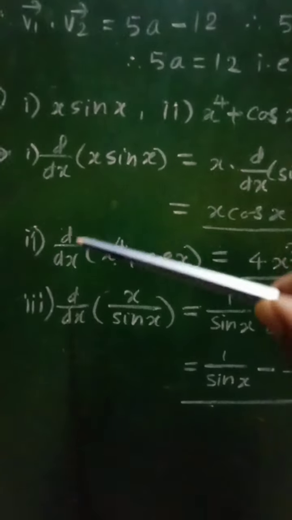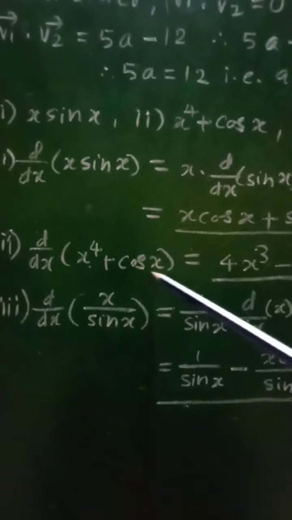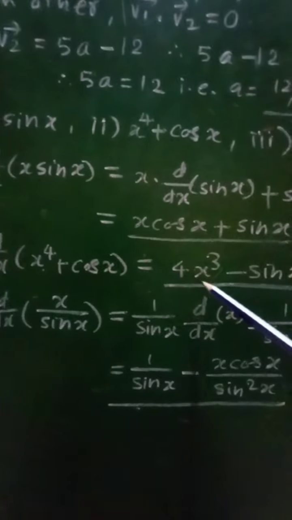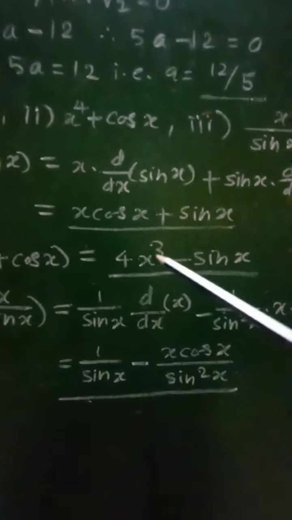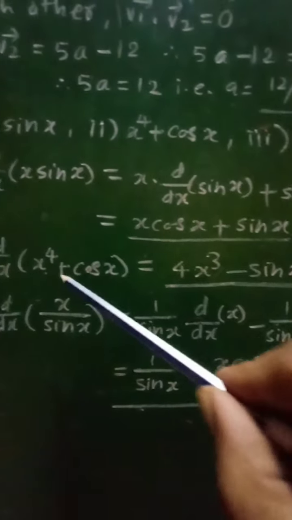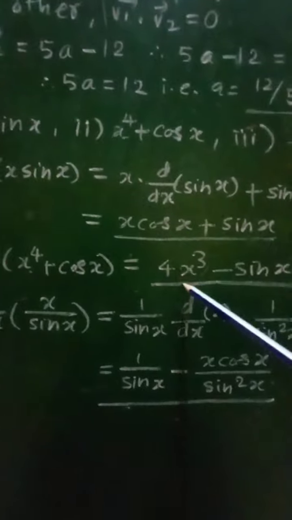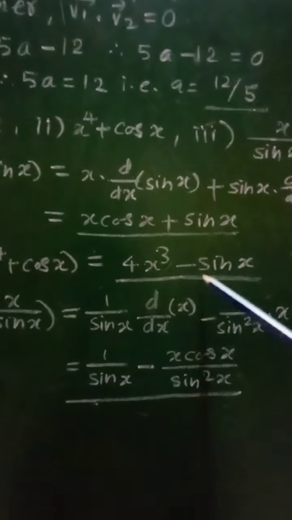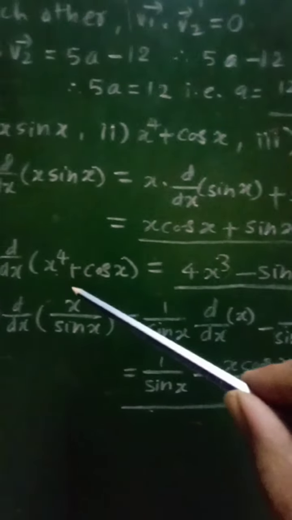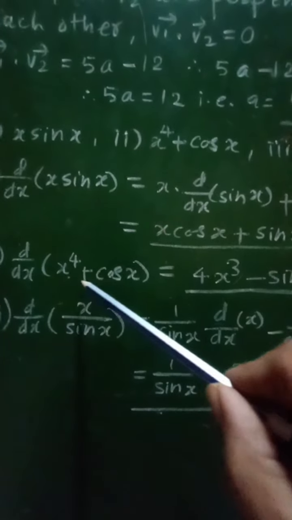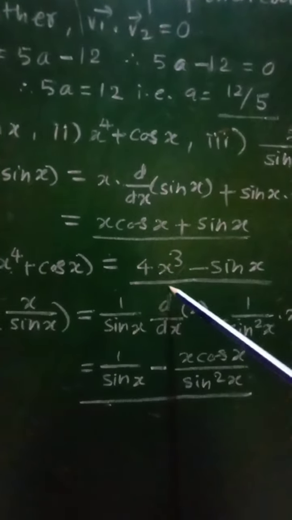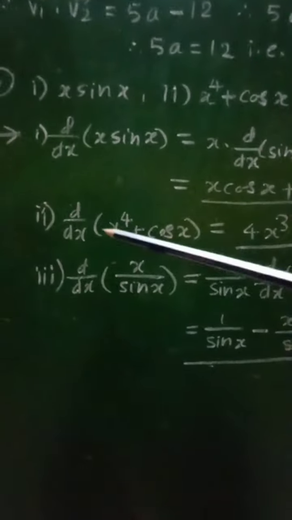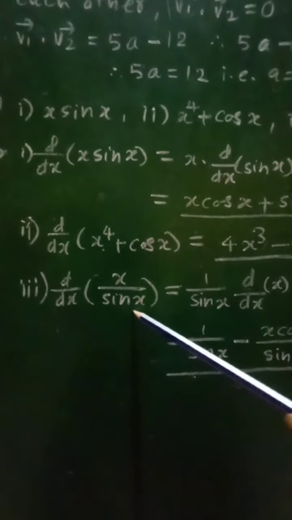Second, d by dx of x raised to 4 plus cos x, which will be equal to the derivative of x raised to 4, that is 4x cube, and the derivative of cos x will be minus sin x. Therefore d by dx of x raised to 4 plus cos x comes out to be 4x cube minus sin x. Then third, d by dx of x upon sin x.